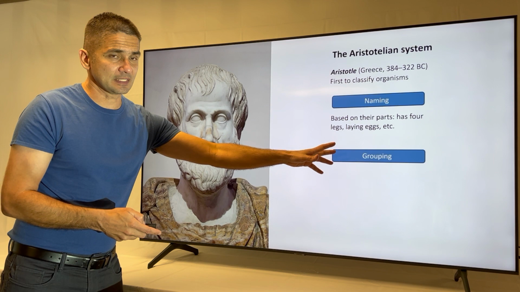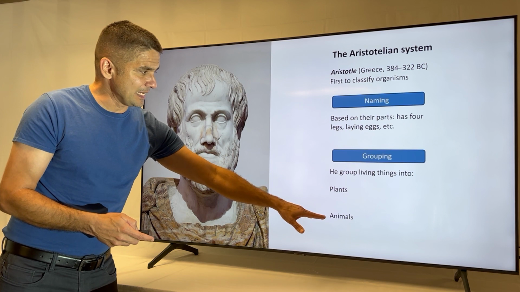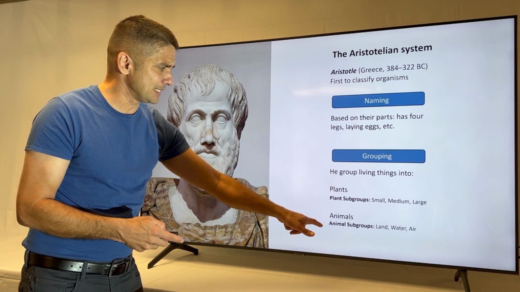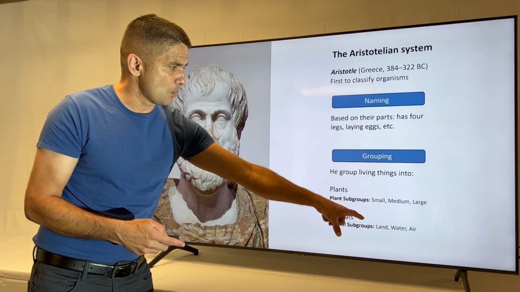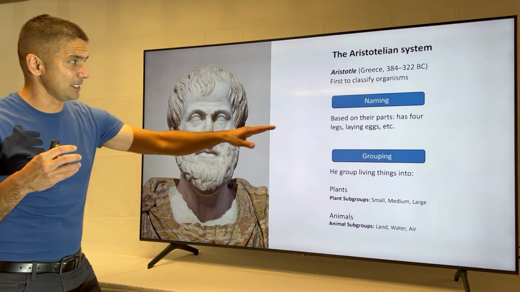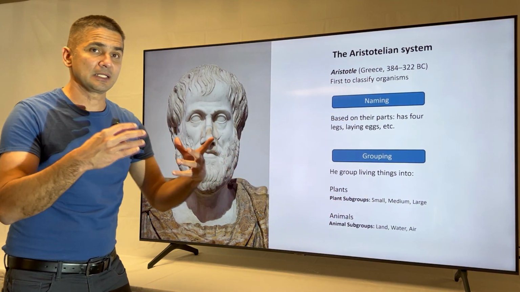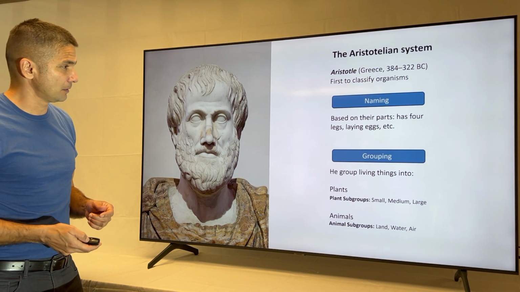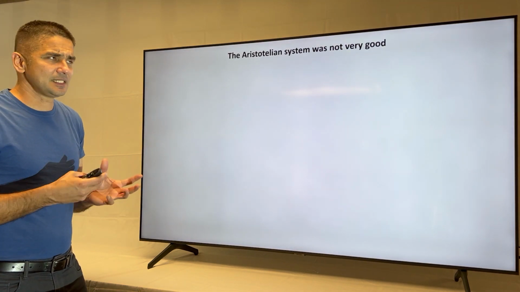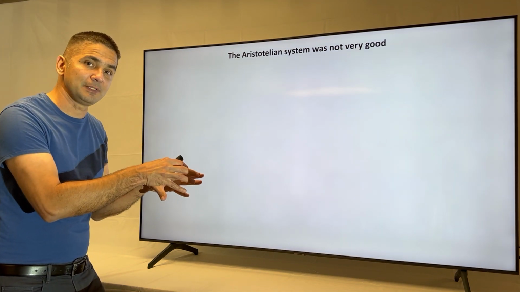And as for the grouping or classification system, he had two groups. Everything in life he organized between plants and animals, and within plants he had subgroups that were small, medium, and large. And for animals, he had subgroups that were land, water, and air. So again, imagine you trying to have all of the species in the planet, giving them very complex names, and trying to classify them into either plants or animals, and within plants, small, medium, or large. So obviously, that system created by Aristotle was not very good, because not all of the species could be easily put into that classification system.